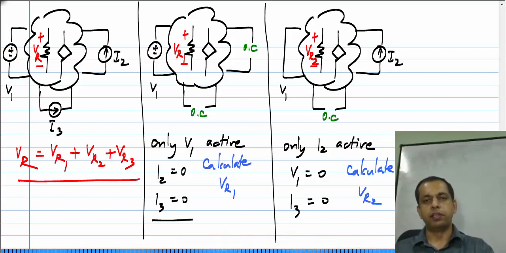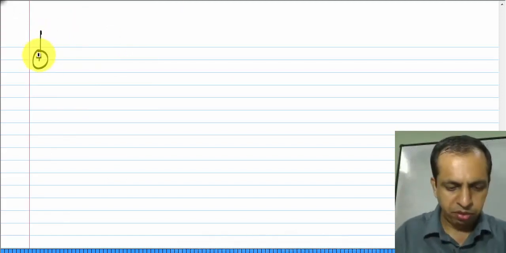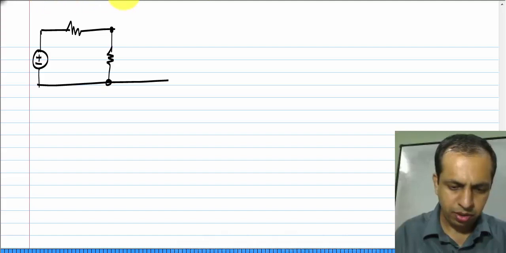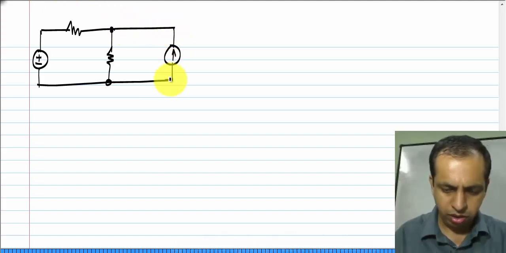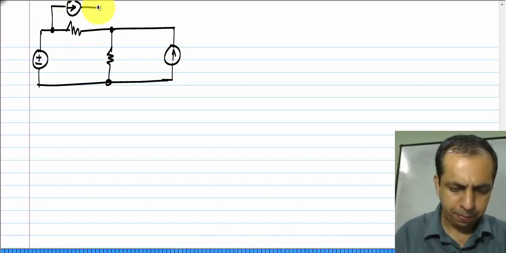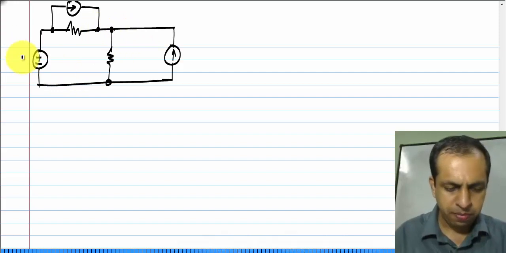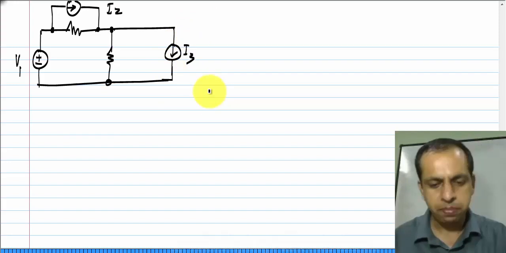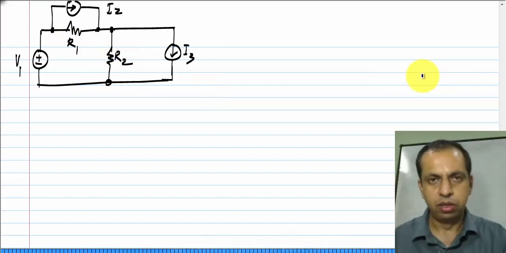We will now show an example illustrating this superposition. So, let me take a circuit similar to what I had in the illustration. Okay. So, I have 3 sources: V1, I2, and let me just reverse the direction of this, I3. Okay, and let me call these R1 and R2.